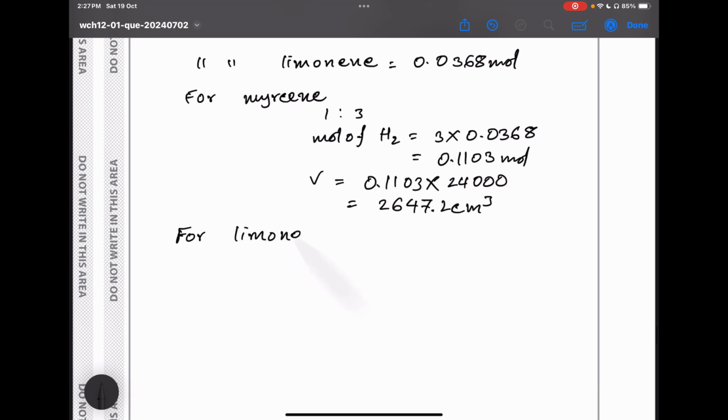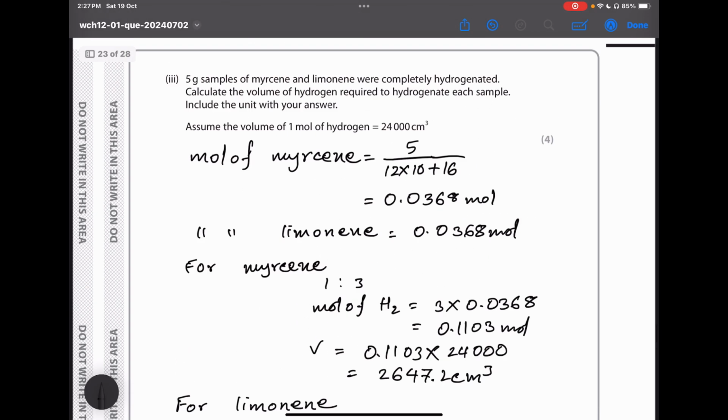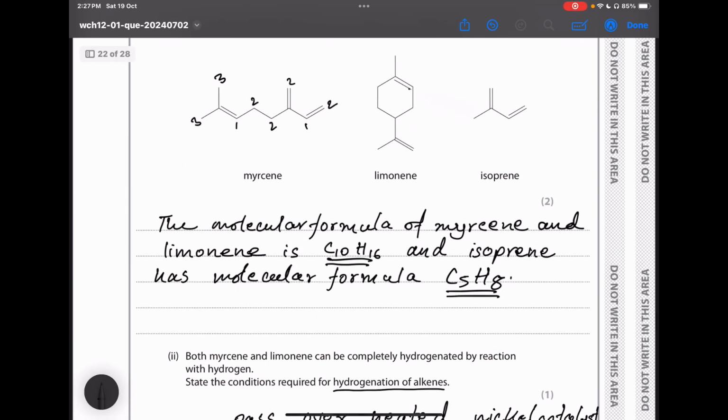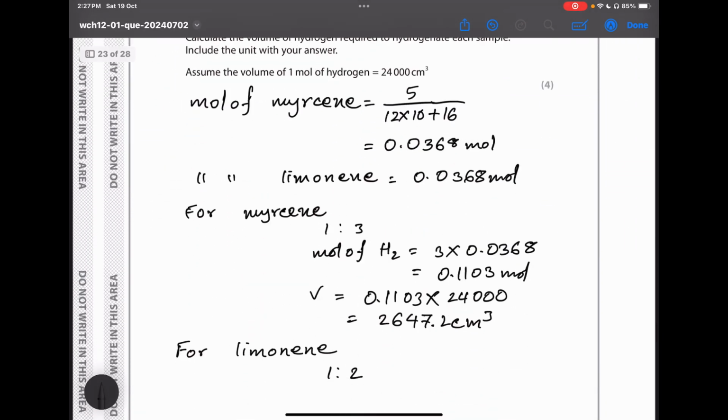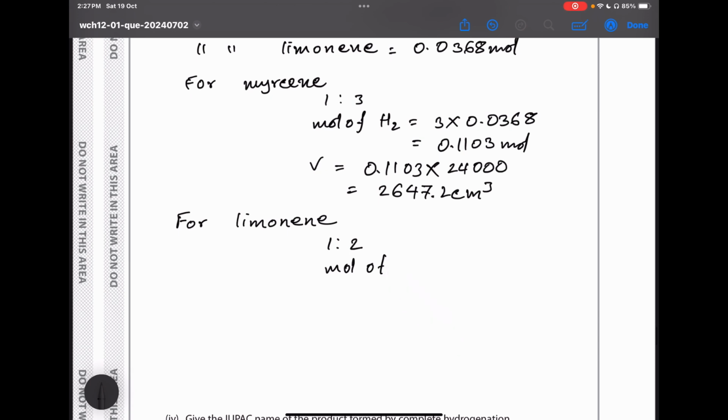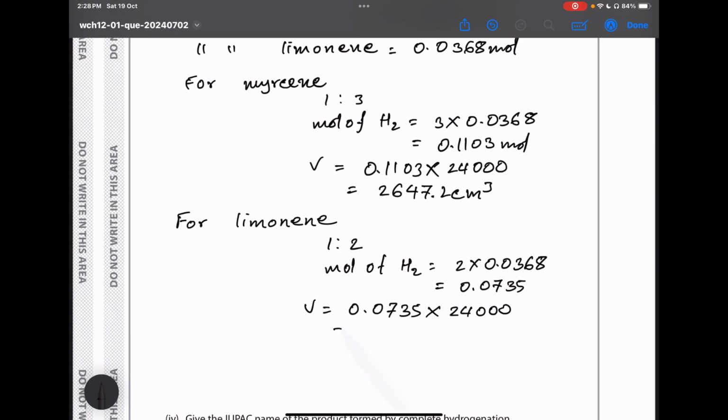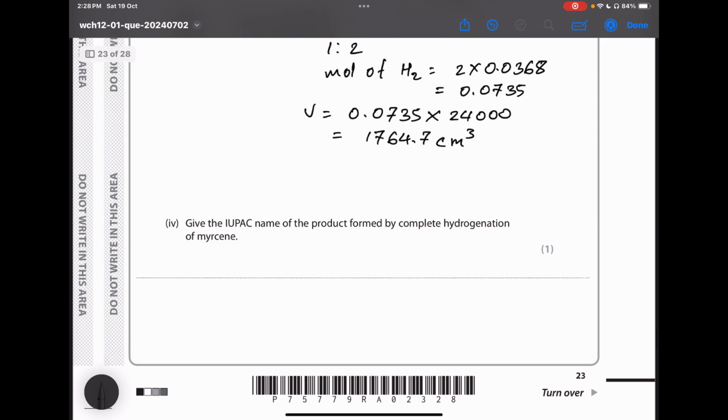Now, the same thing for limonene. The ratio is 1:2. Why is it 1:2? Because there are two double bonds. So only two moles of hydrogen are going to react. So if the ratio is 1:2, mole of H2 is 2 times 0.0368, and we get a value of 0.0735, right? And then the volume is going to be 0.0735 times 24,000, which is equivalent to 1764.7 cm cubed. Right?